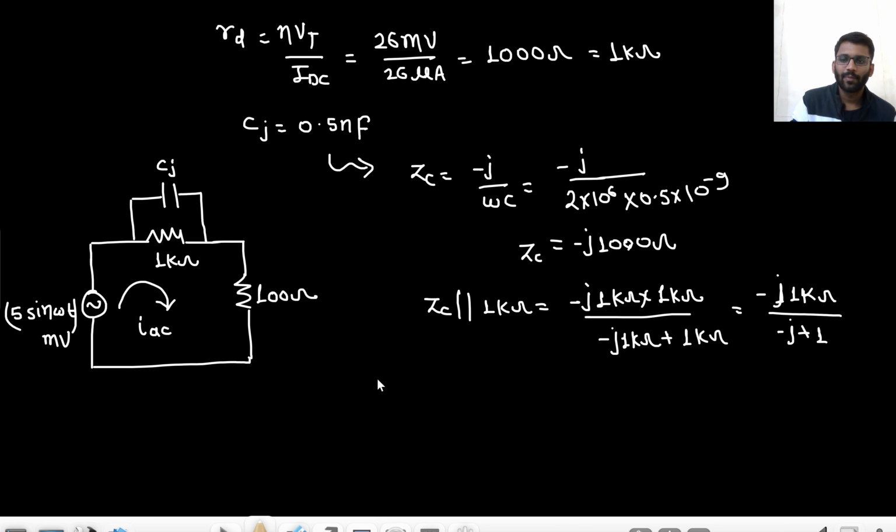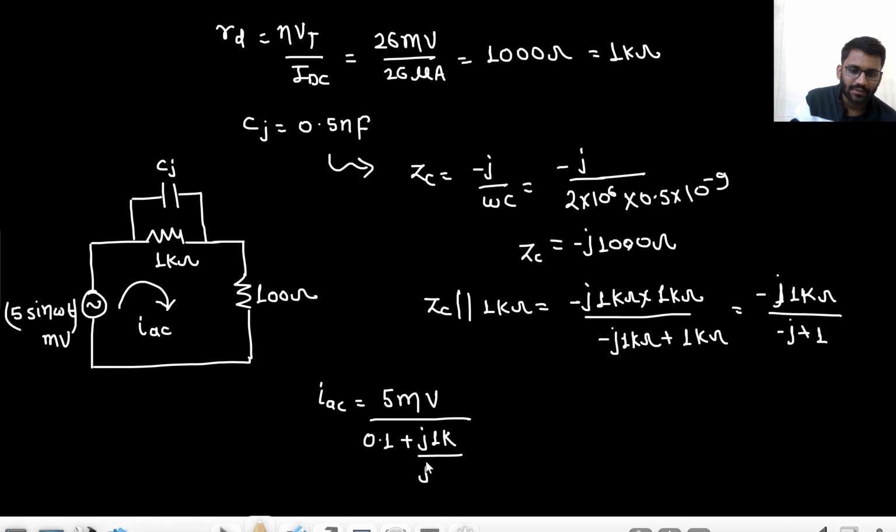Okay, so what will be my total resistance? Now what will be my current now? IAC would be 5 millivolt cos omega t upon 0.1. If I take minus minus outside, so it would be j 1 kilo ohm upon j minus 1 into sine omega t millivolt, right?